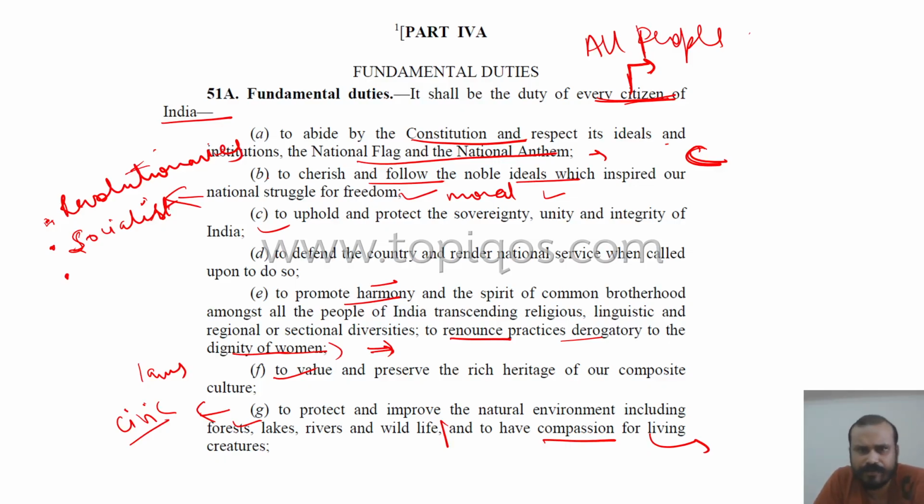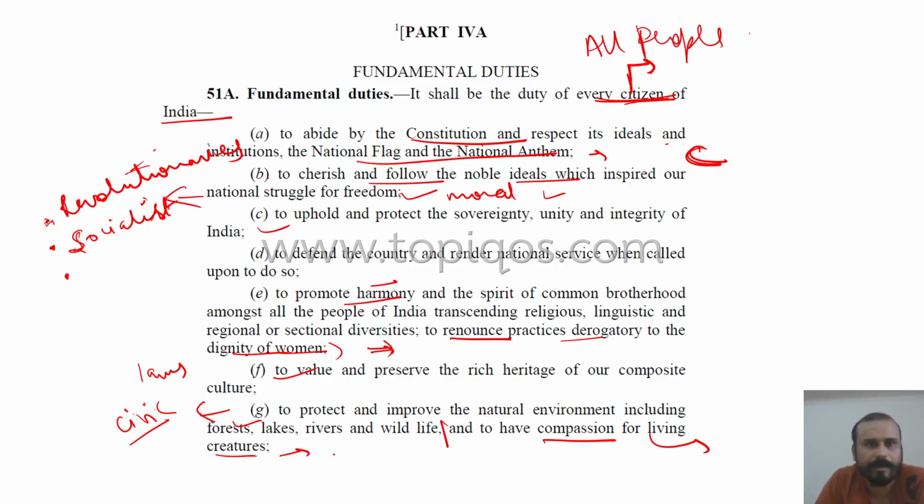But if you see the distinction between moral and civic duty, scholars may differ. The watertight compartmentalization between moral and civic duty does not exist. It depends upon how you perceive and interpret the duties. I and many other scholars have interpreted this as both a civic as well as a moral duty. Why? The question is, and to have compassion for living creatures.